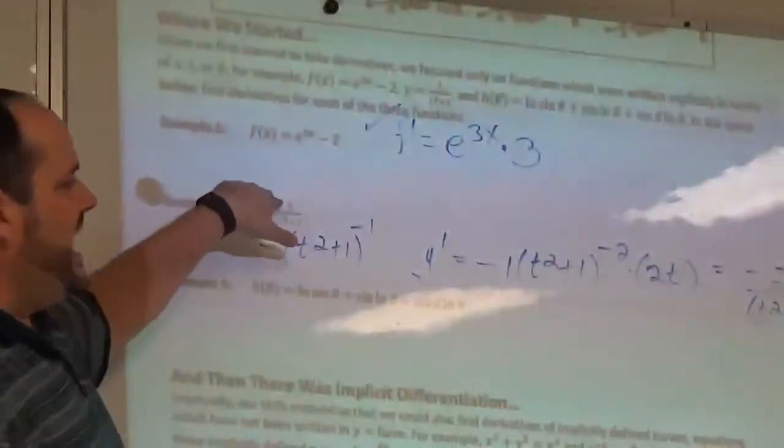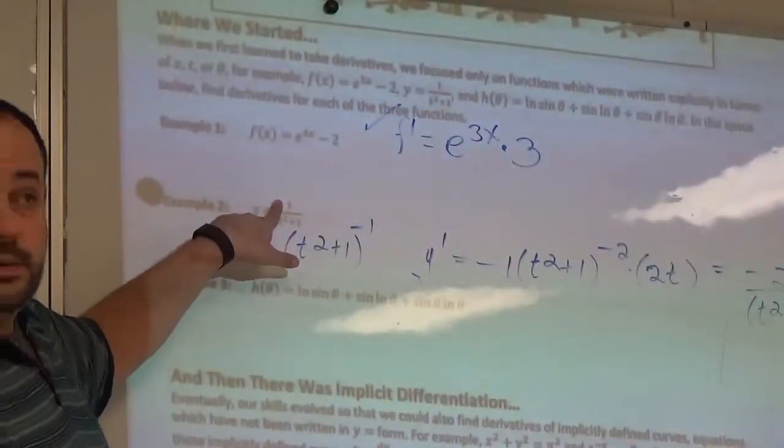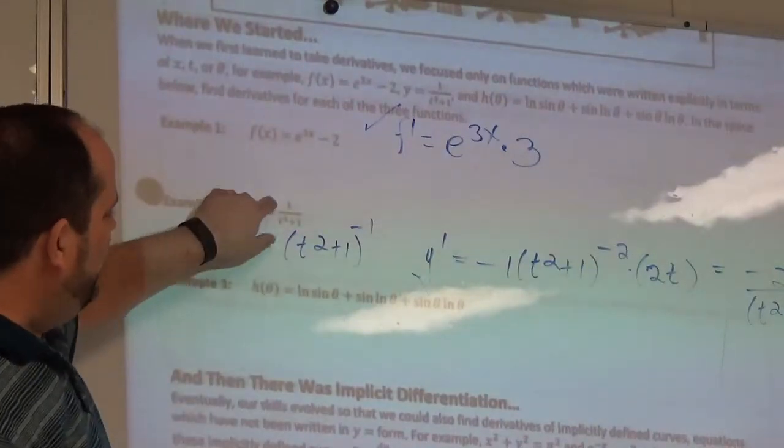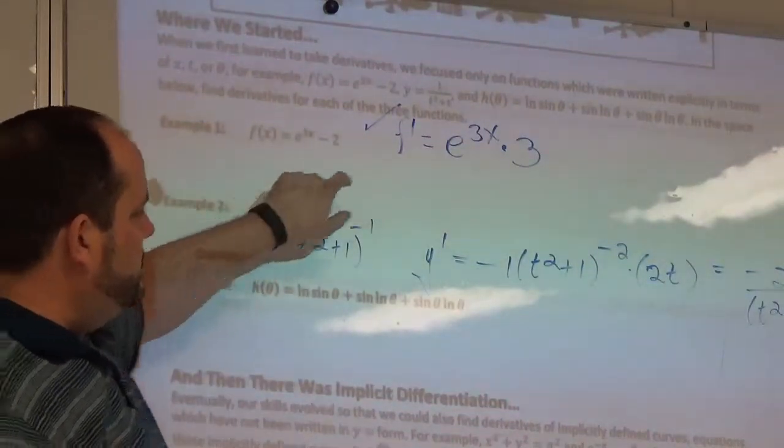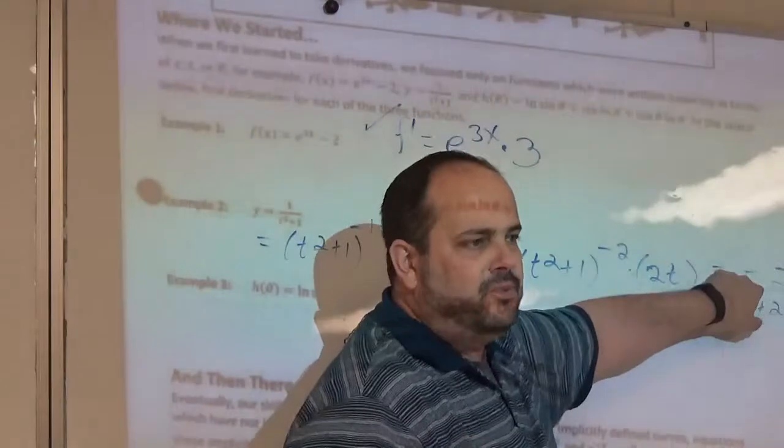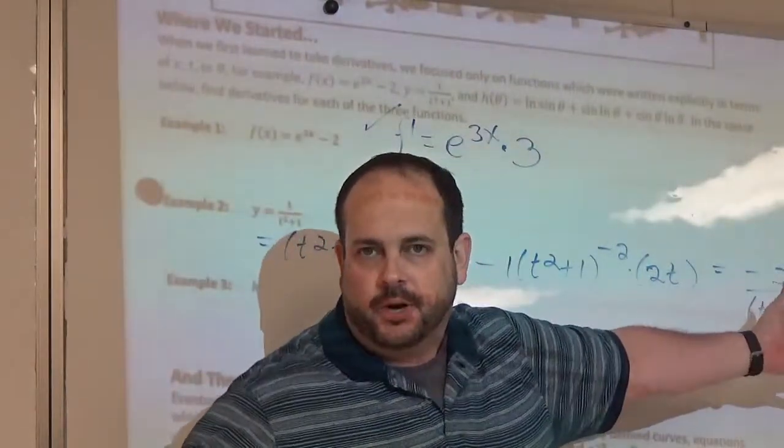Because when you do your low d high, derivative of 1 is going to be 0, minus high d low, that's going to be 2t. That's where this negative 2t comes from. Over low low. Nice, we're good.